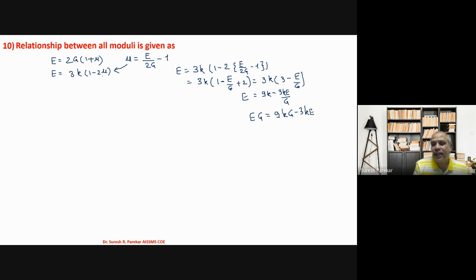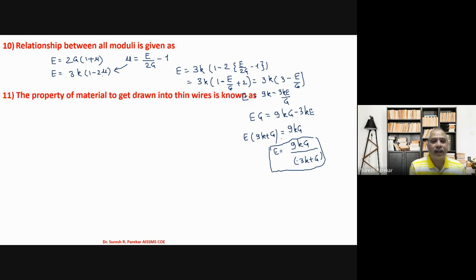We have taken the LCM. Then if we take this on the left side, we take E common, and we have 3K plus G. From this we get the value of E equal to 9KG divided by 3K plus G. So likewise, we have to actually solve these values and be in a position to check it. So this is your answer, the relationship between three moduli, which is independent of mu.